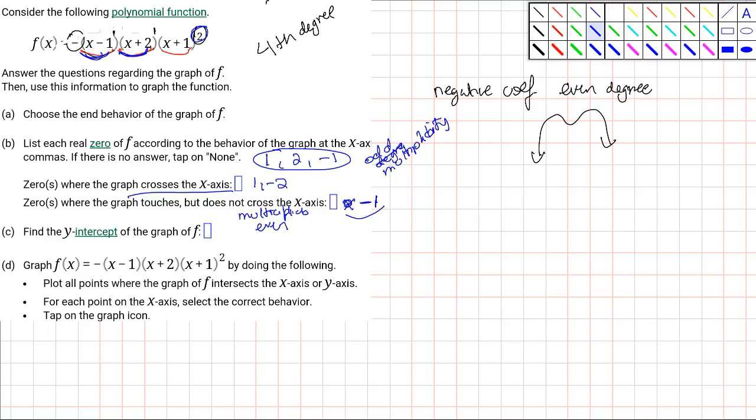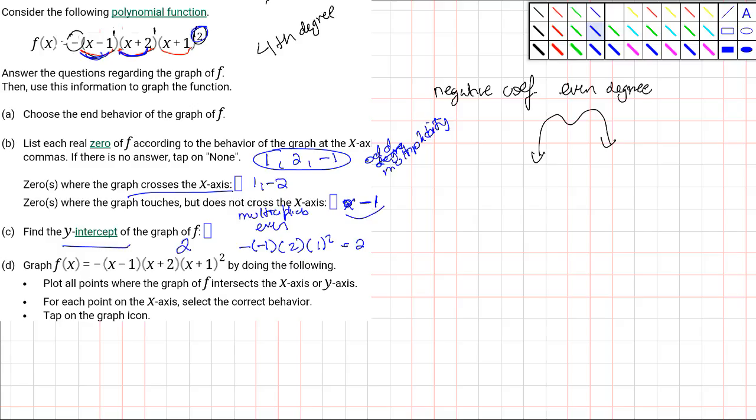And finally, for part C, we will find the y-intercept. For the y-intercept, we have to set x equal to 0. Then you have negative 0 minus 1 is negative 1, times 0 plus 2 is 2, times 0 plus 1 is 1 squared. So you have 1 times 2, which is positive 2. So the y-intercept would be 2. So (0, 2) is where the graph is going to cross the y-axis.